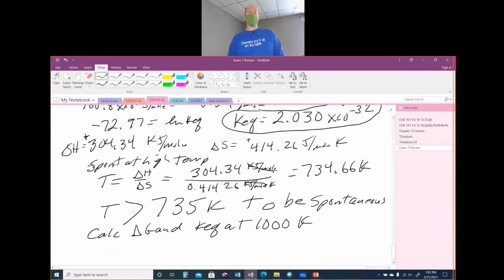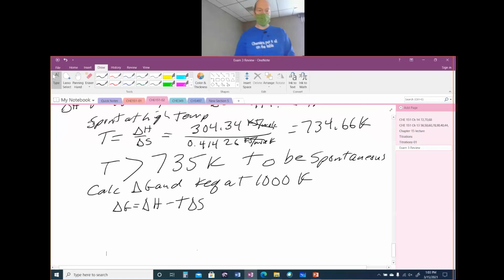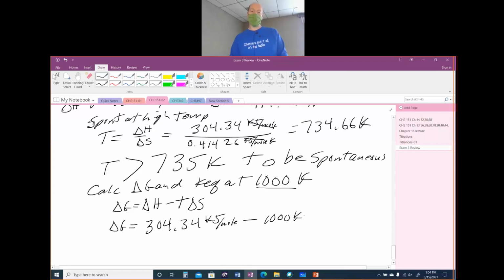All right, so again, delta G you cannot get by products minus reactants. That's only at 25. The only way to get the delta G is by the delta H minus T delta S equation. All right, and so we just plug in our numbers. So our delta G at this temperature is the delta H, which is the same at any temperature, 304.34 kilojoules per mole, minus the temperature. We're at Kelvin, 1000 Kelvin.